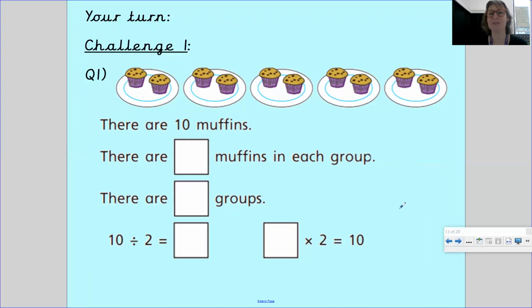Right, your turn. So challenge 1. There are 10 muffins. Okay, 1, 2, 3, 4, 5, 6, 7, 8, 9, 10. How many muffins are there in each group? So on each plate, how many muffins are there? Okay, I'm going to do this one with you. We know there are 2 muffins. And there are how many plates or how many groups? 1, 2, 3, 4, 5. So we know that if you take 10 muffins and you share them into 2 on each plate, group them in 2s, you will have 5. And also 5 times 2 equals 10. I've done that one for you.